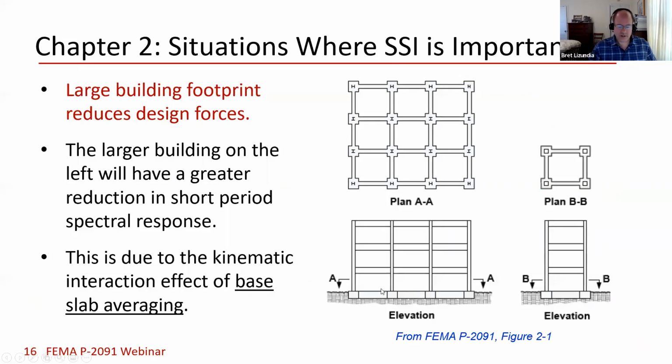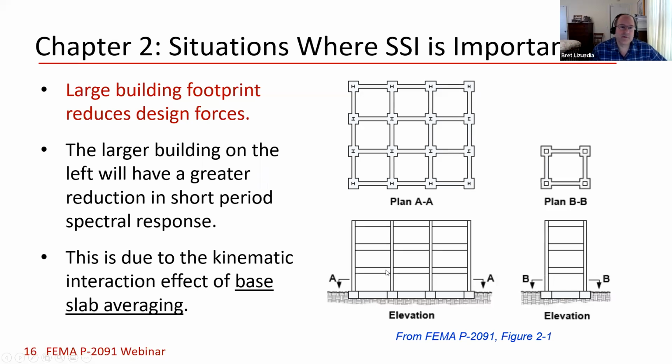So let's talk about when SSI is likely to be an important effect that actually changes something and matters to you. So the first thing is base slab averaging. Remember that linking of, in this case, an orthogonal grid of grade beams and spread footings, and kind of averages out all the motions. So you might have motion coming in on the right side and coming in at left side, and they're likely to be somewhat out of phase. And so the foundation kind of smooths it all out.